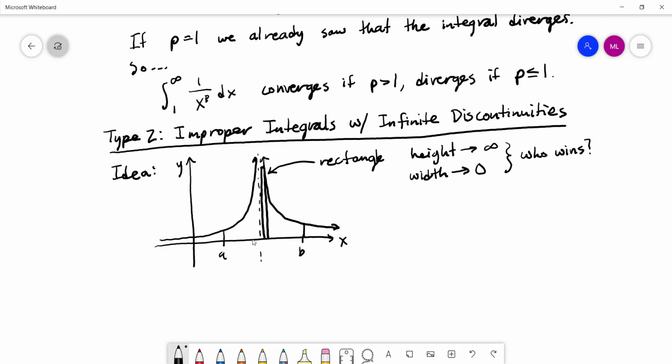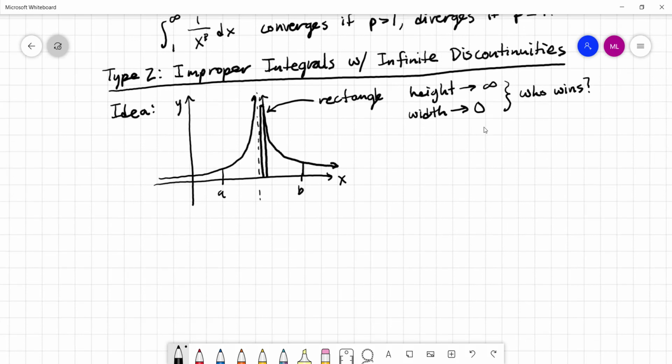If the height wins, then the overall result is that the area of this rectangle will go to infinity and our integral will diverge. But if the width wins, the 0 beats the infinity, that means the overall area is going to go to 0, and we'll eventually be adding areas of 0, and we'll get a convergent result. So it's the exact same result that we had before, but instead of the height going to 0 and the width going to infinity, we've reversed the roles of those two things. So that is the idea.